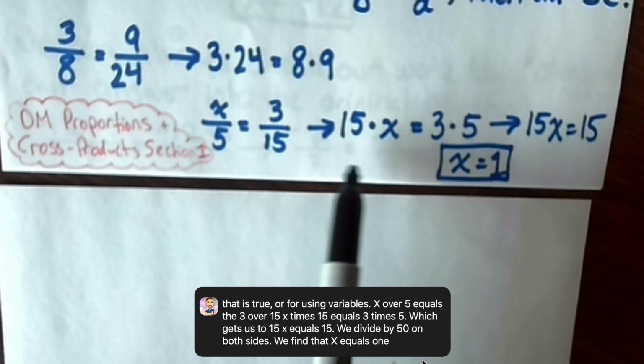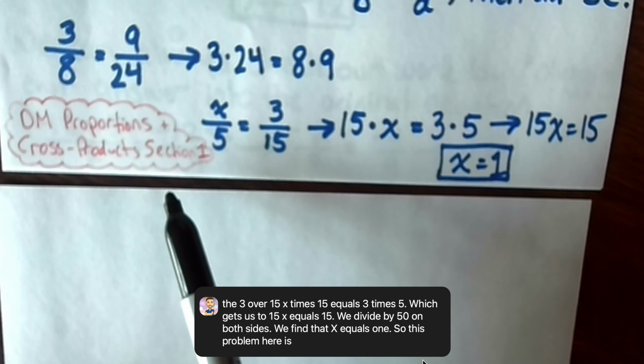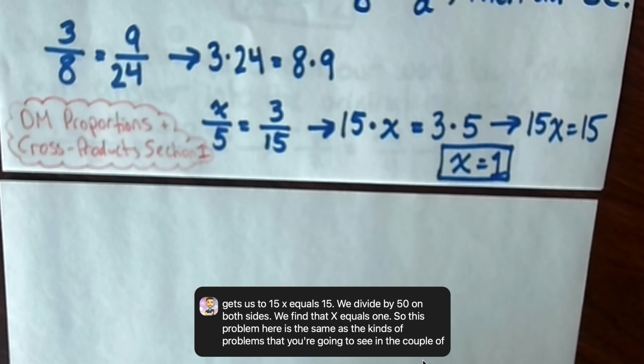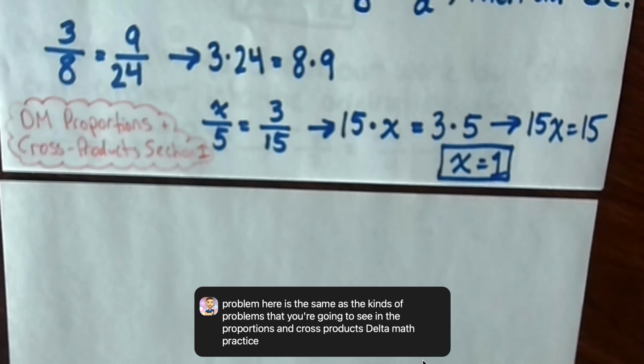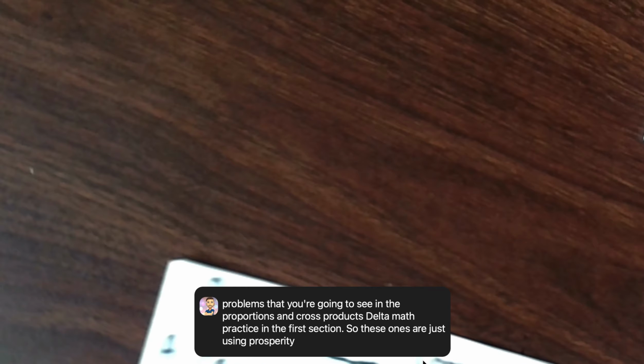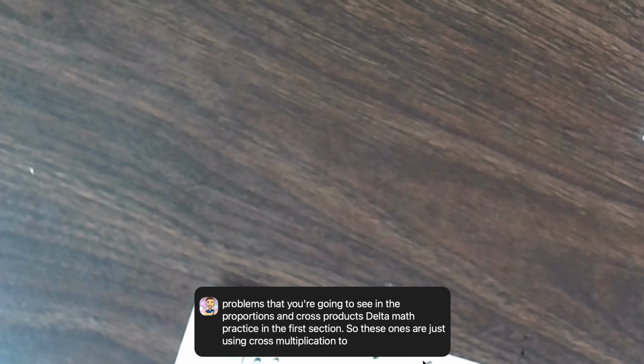So this problem here is the same as the kinds of problems that you're going to see in the proportions and cross products Delta Math practice in the first section. These ones are just using cross multiplication to find our value of x.